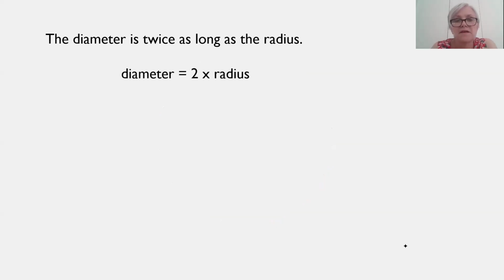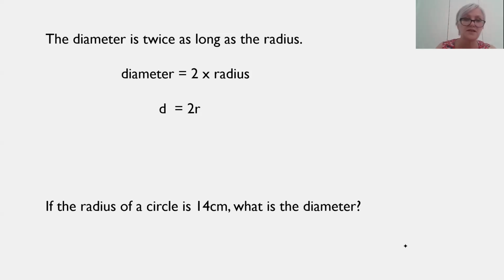So we can say that the diameter is 2 times the radius. And if we're writing that in a more algebraic form, we'd say D is 2r. Diameter is D and r is radius, so D equals 2r. Remember, if we're writing an algebraic expression and we're saying 2 times r, we put them together to say 2r. So an easy question.